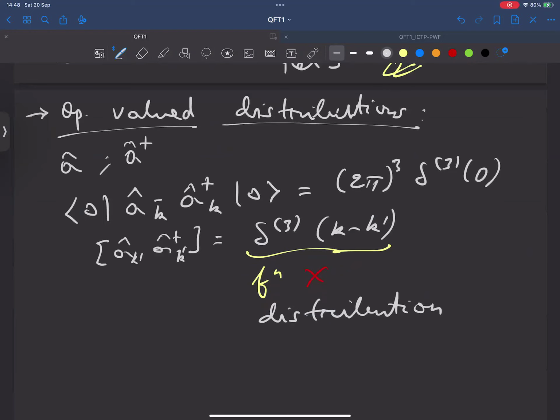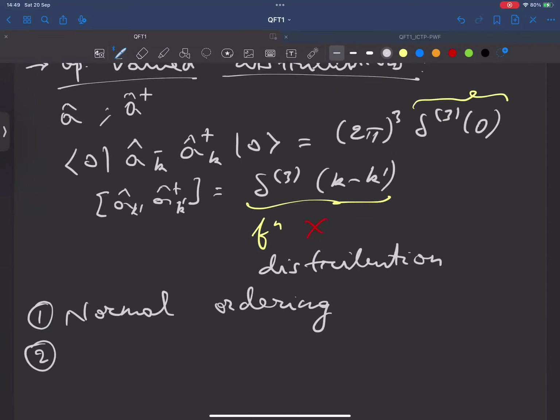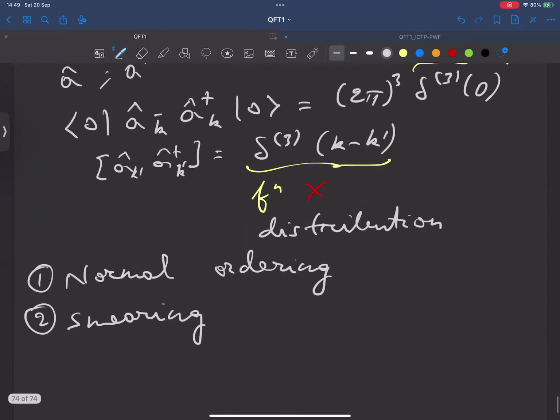So what do they mean by that? In physics, when you do computations with this, you get this pesky delta function floating around. And this is again tied to the fact that you have infinite degrees of freedom and this zero vacuum energy which just goes to infinity. So we talked about one prescription to deal with this. That was normal ordering. And now we'll talk about another prescription which is called smearing. Okay. So what is smearing?